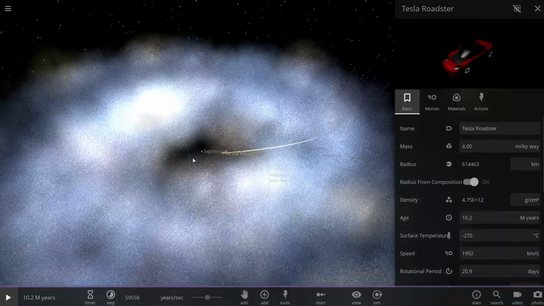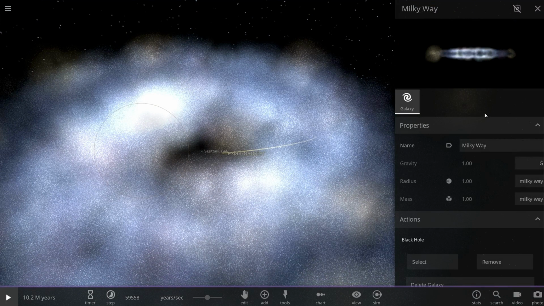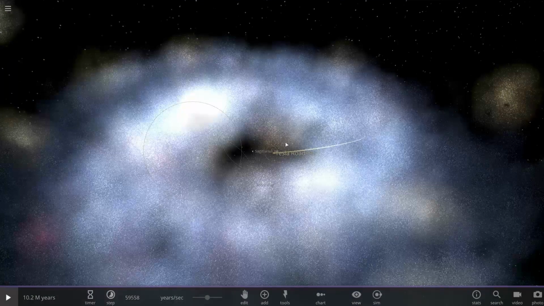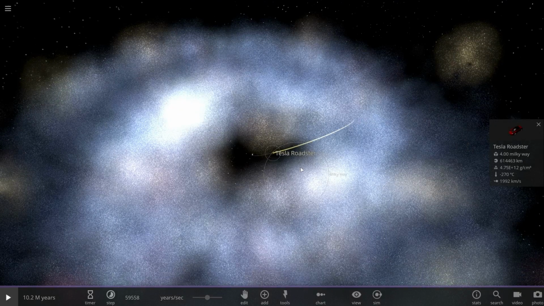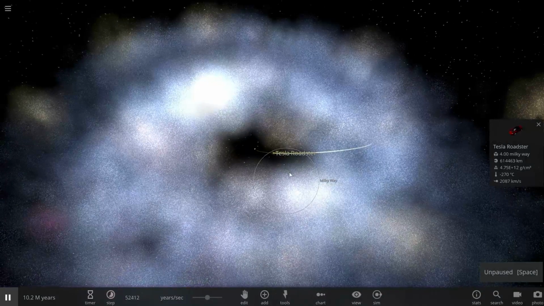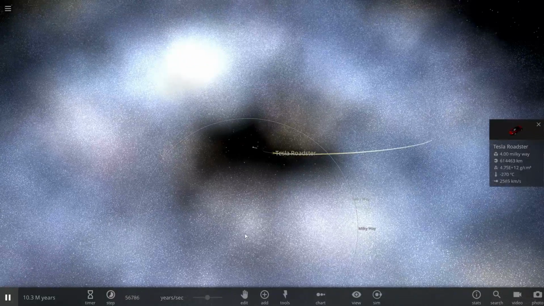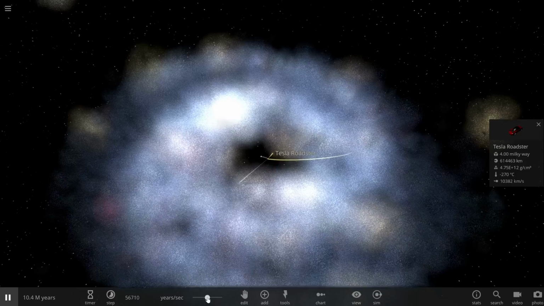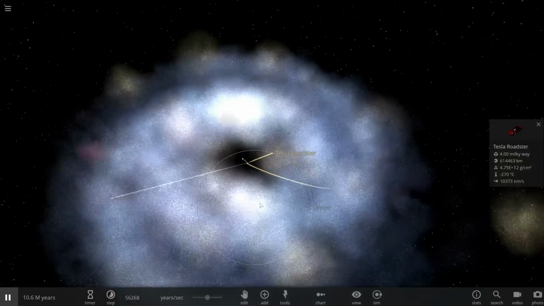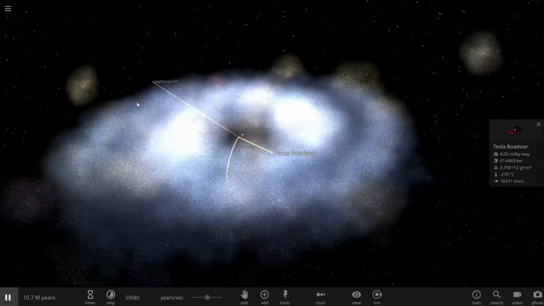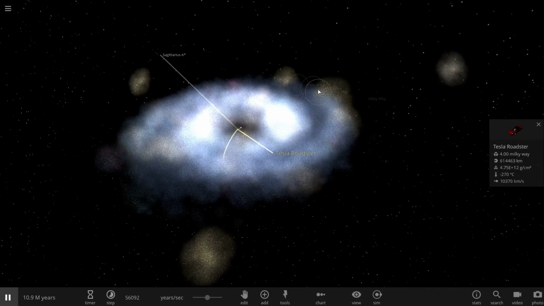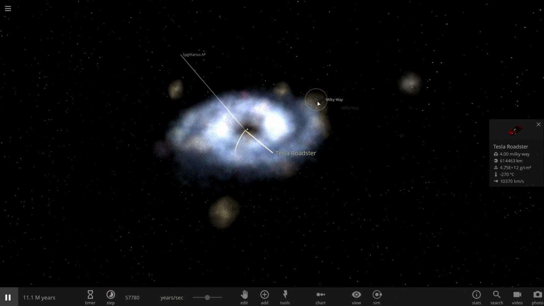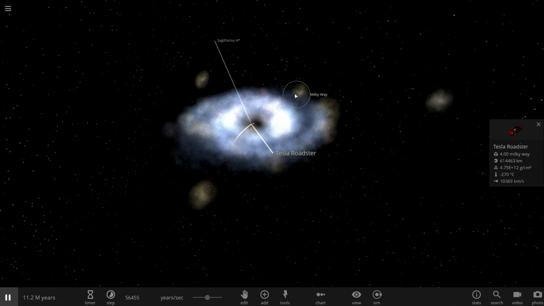Here we go. This is actually a little bit unrealistic because Sagittarius A star is not as massive as the whole Milky Way. But in this simulation it is. So if I were to make Tesla Roadster 4 times as massive as the Milky Way, then it would start attracting everything around it, right? There we go, look at that. It actually kicked out the Sagittarius A star out of the system. And this is beautiful because this right here is what I wanted to create for a long time.